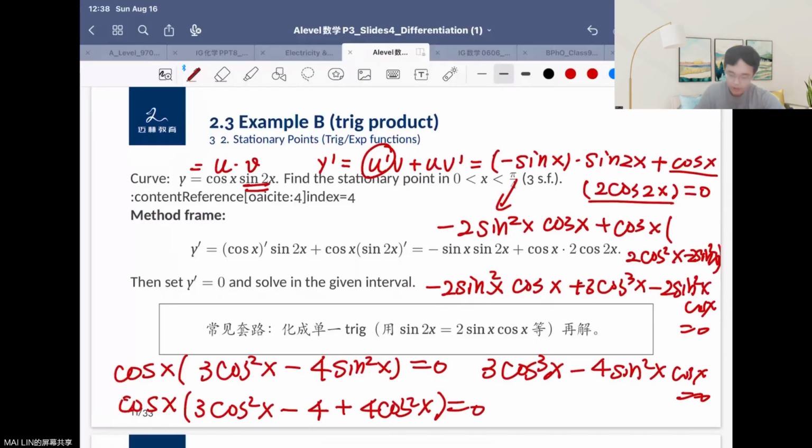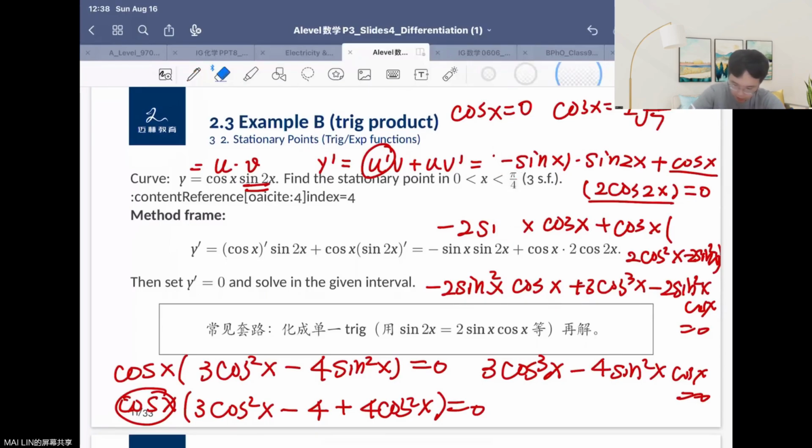This equals 0. Then you can say that cosine x has 3 solutions. First, cosine x equals 0, so that means 0 times the second factor equals 0. And secondly, we can say that cosine x equals positive or negative square root of 4/7, right? 4/7.